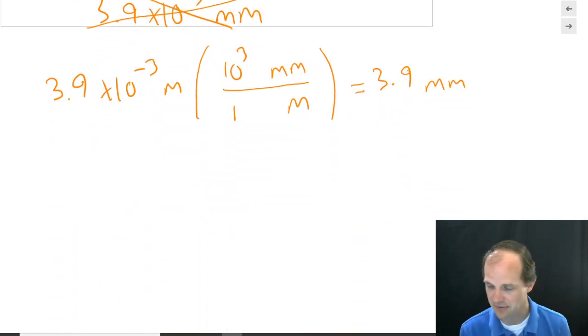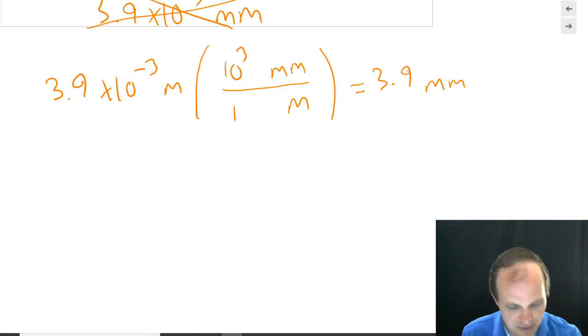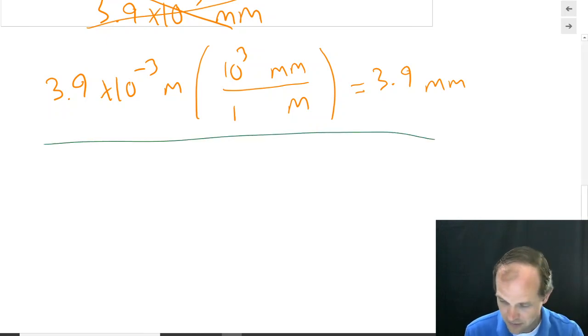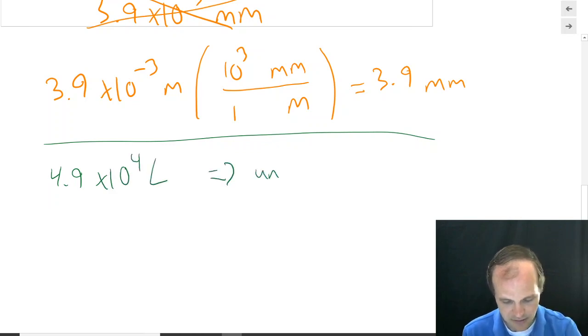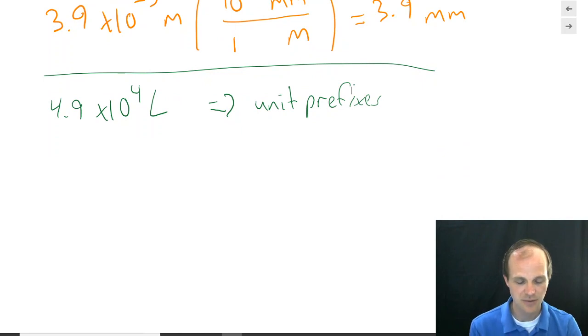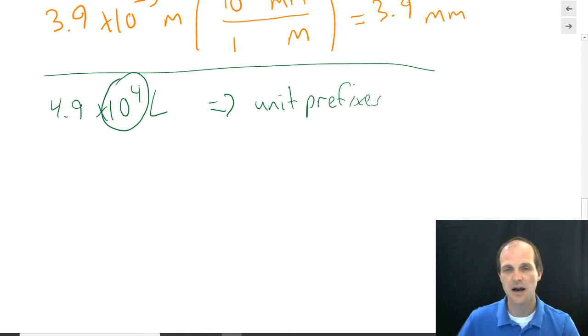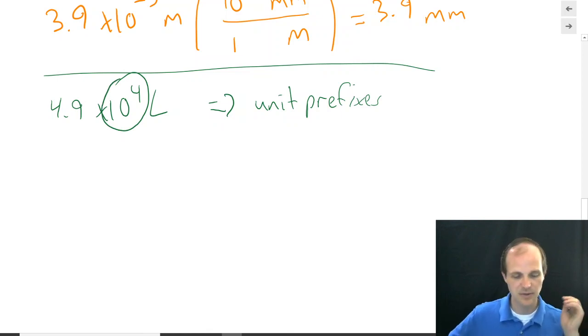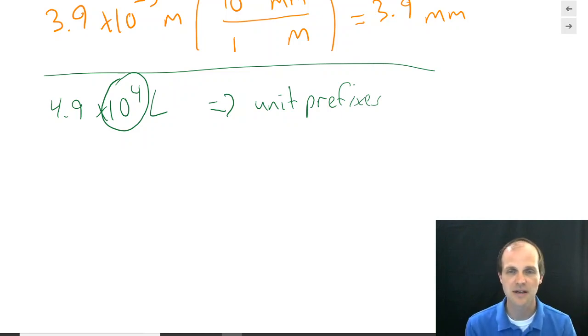All right, let's do another example. We want 4.9 times 10 to the fourth liters to use unit prefixes. Now, this is great. The number's already written in scientific notation, so we don't have to convert it. What did we do last time? We looked at this exponent and said, hey, it matches one of our common exponents. But this one doesn't match one of our common exponents. So we can't just substitute in milli or mega or whatever, because 10 to the fourth doesn't match anything on our list if you go look at your list.